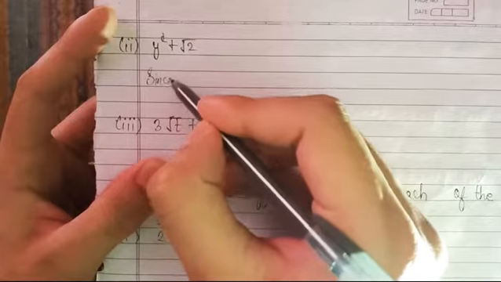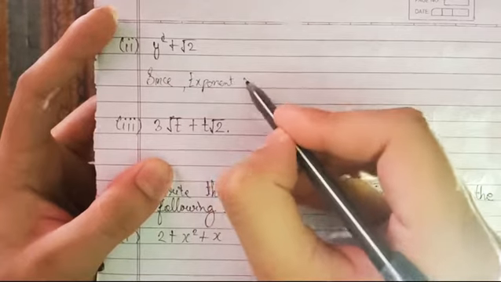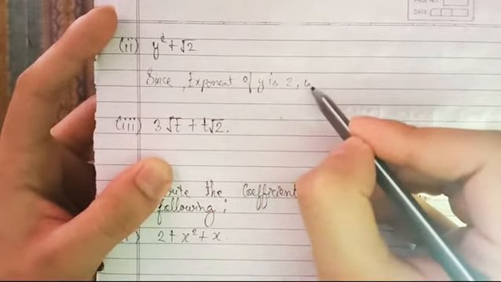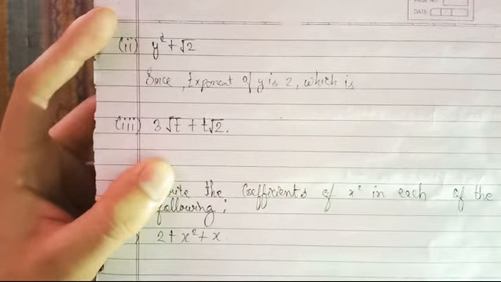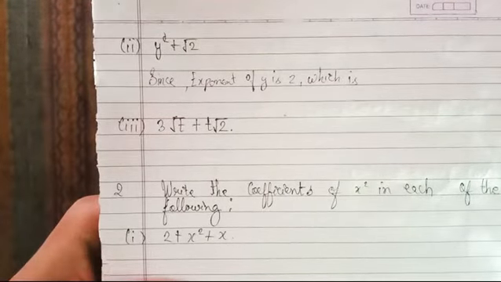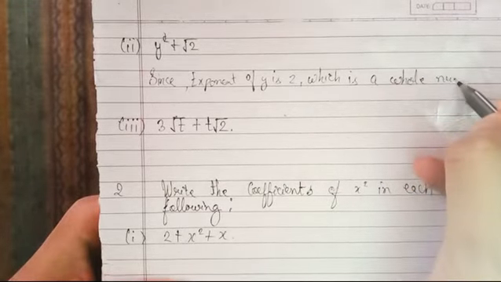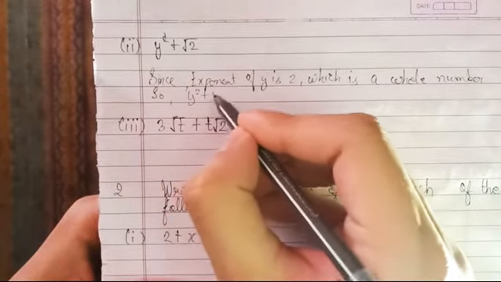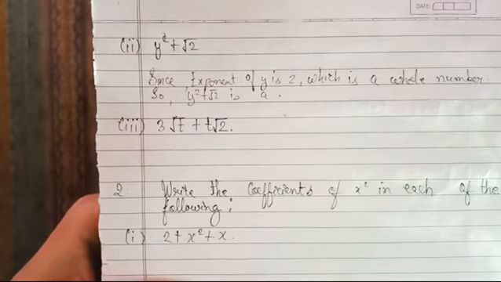Since the exponent of y is a whole number, y is 2, which is a whole number, so y square plus root 2 is a polynomial in one variable.